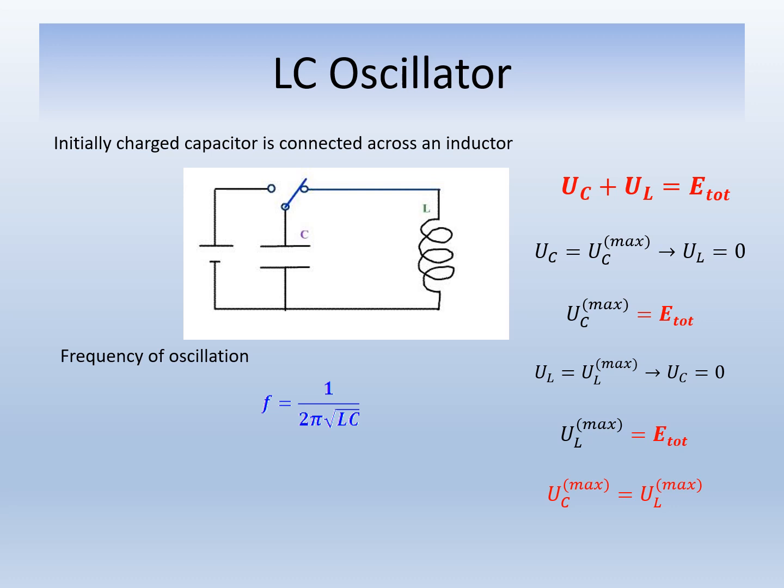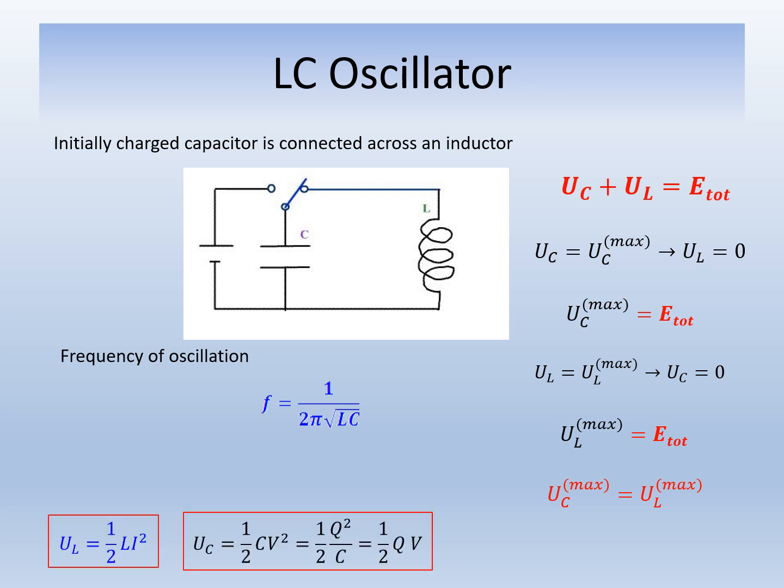So maximum energy will be given to the capacitor at one point, and then the capacitor gets fully charged, and then that energy passes to the inductor, and then the inductor passes that energy back to the capacitor. So this process is going on. We can use the energy expressions for the inductor and the capacitor to solve problems that come under this category.